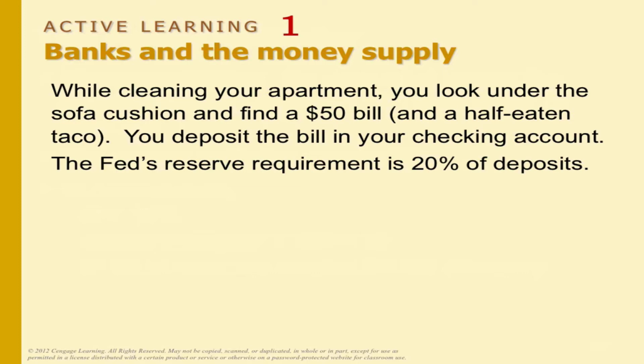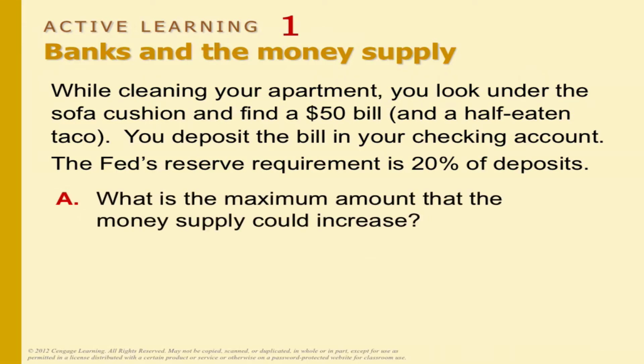What is the maximum amount the money supply could possibly go up? Hang on, we gotta think, guys. It's a $50 bill. The money multiplier is 1 divided by R, which is 1 divided by 0.20, that's 5, times 50 is 250. It'll go up $200.